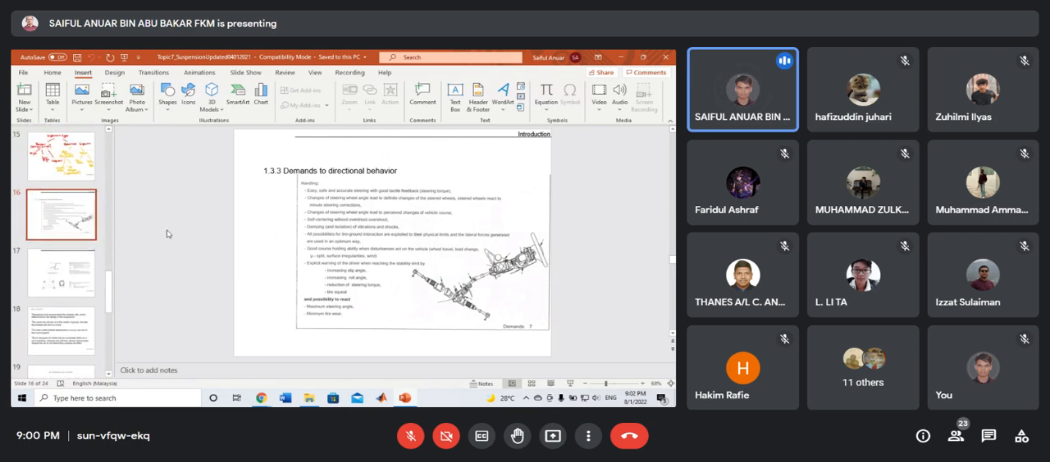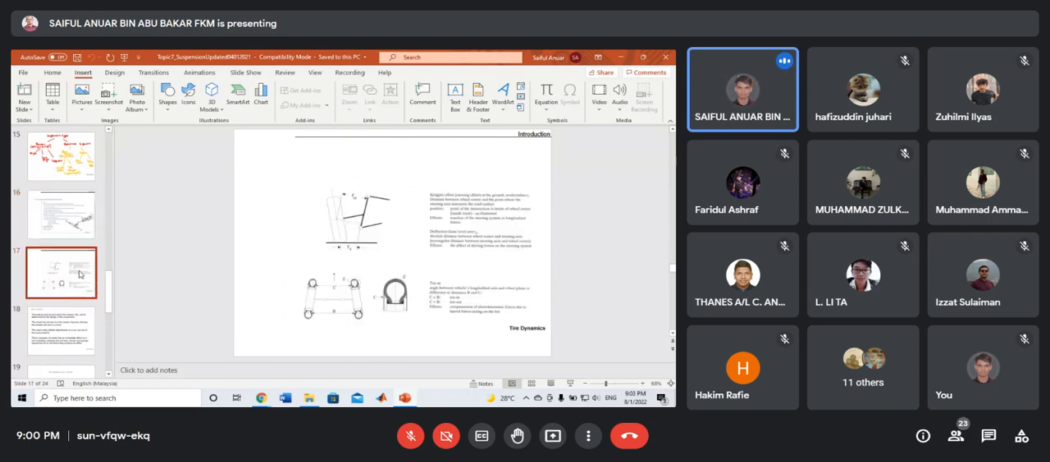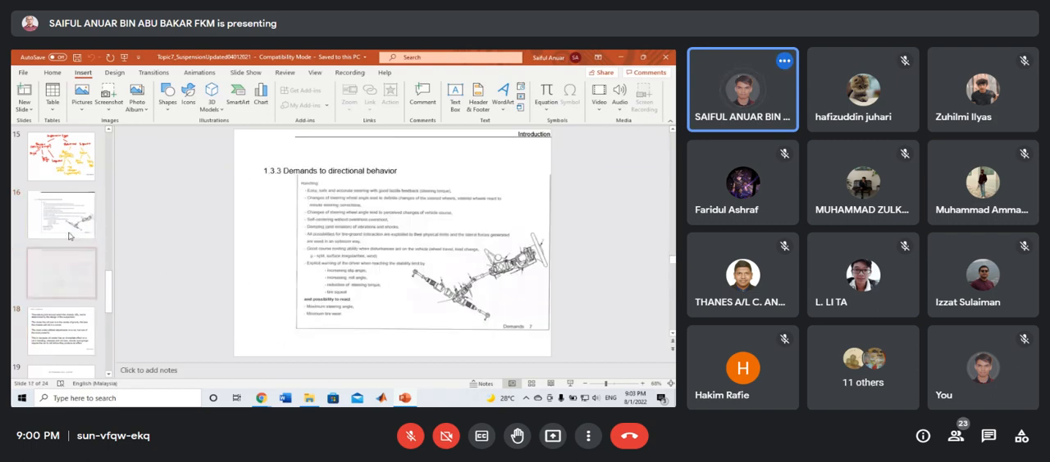Now we're going to take a look at the demand for directional behavior. This one is actually for the steering system. No, this one I'm going to skip for now. I'm going to come back to it. Ignore this slide. I think it's better to start here.